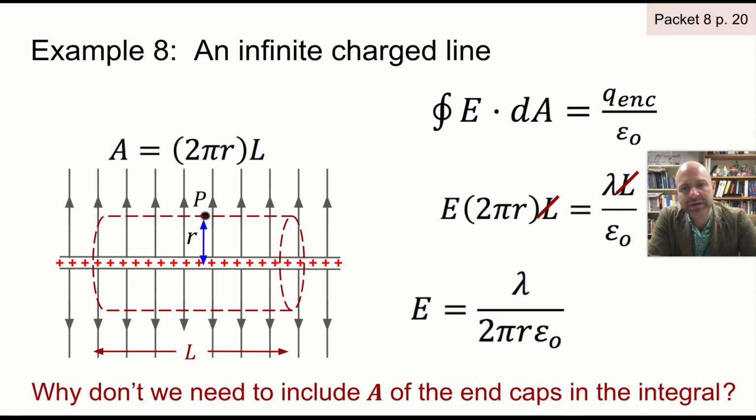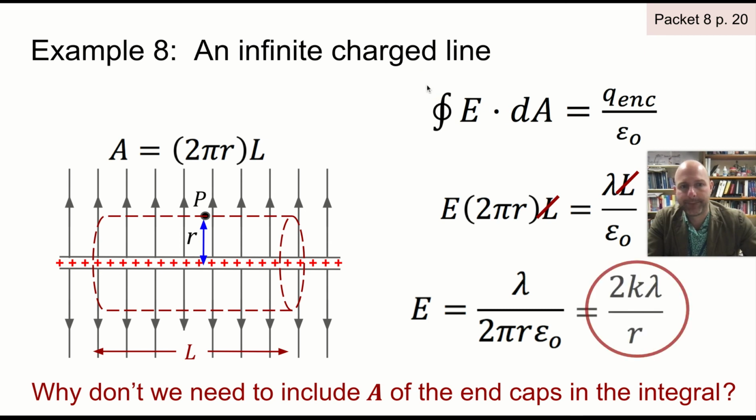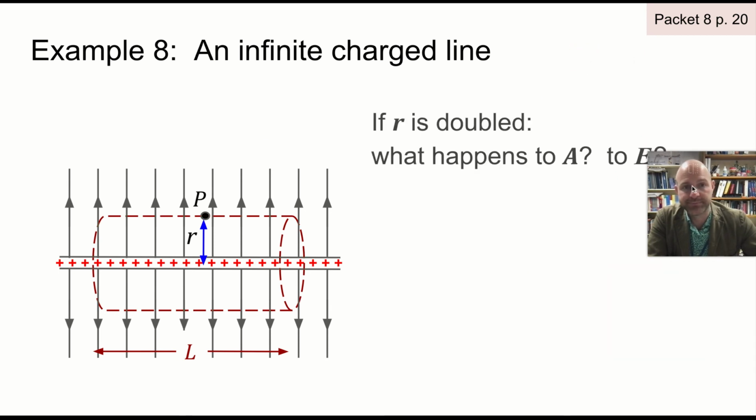So essentially what I'm doing is taking every surface and making a judgment call. Is this one going to give me flux or not? In this case, I set up my Gaussian surface so that only the lateral surface area has flux through it, and the other two surfaces do not. So there's our result, 2k lambda over r. So for any long line of charge, 1 over r is the relationship for your electric field.